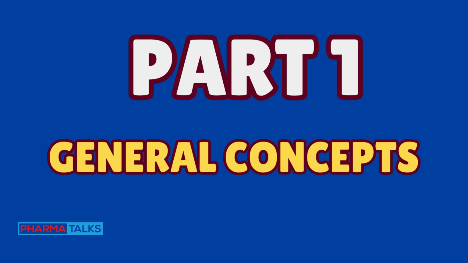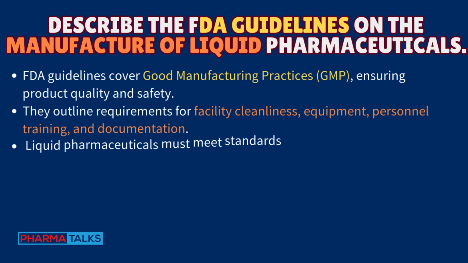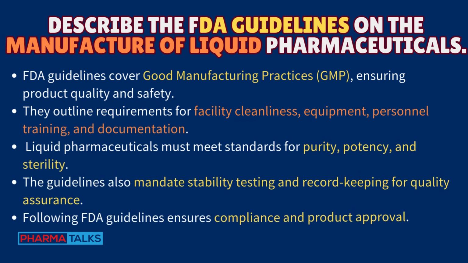Regulatory and compliance. Describe the FDA guidelines on the manufacture of liquid pharmaceuticals. FDA guidelines cover good manufacturing practices, GMP, ensuring product quality and safety. They outline requirements for facility cleanliness, equipment, personnel training, and documentation. Liquid pharmaceuticals must meet standards for purity, potency, and sterility. The guidelines also mandate stability testing and record-keeping for quality assurance. Following FDA guidelines ensures compliance and product approval.